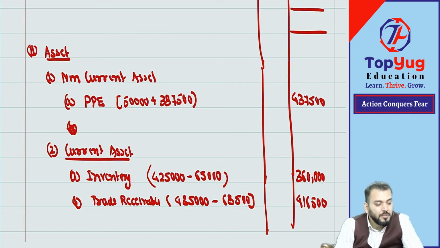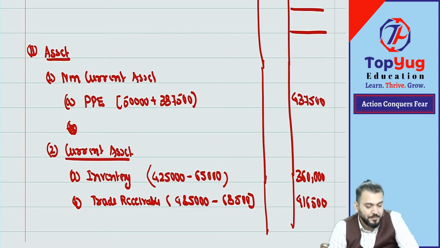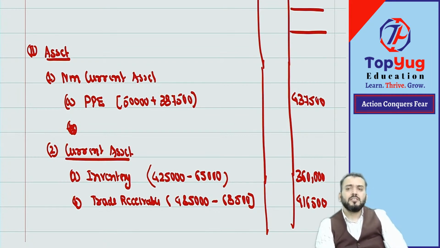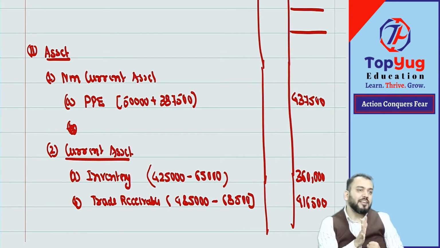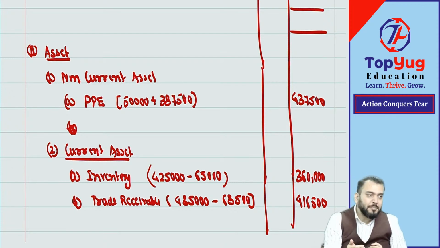Correct. Now, one special point. Everyone, just try to understand. In this question, they have not given cash and cash equivalent, but there is some payment. There is some payment. Tell me, from where we will pay? That cash is not there.